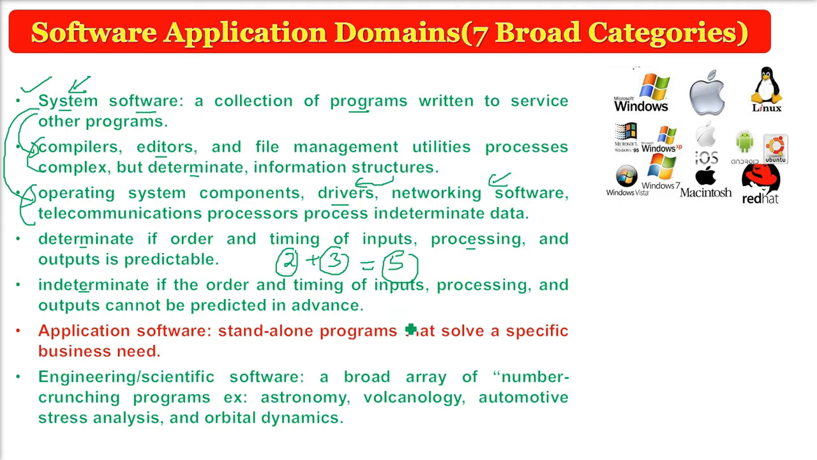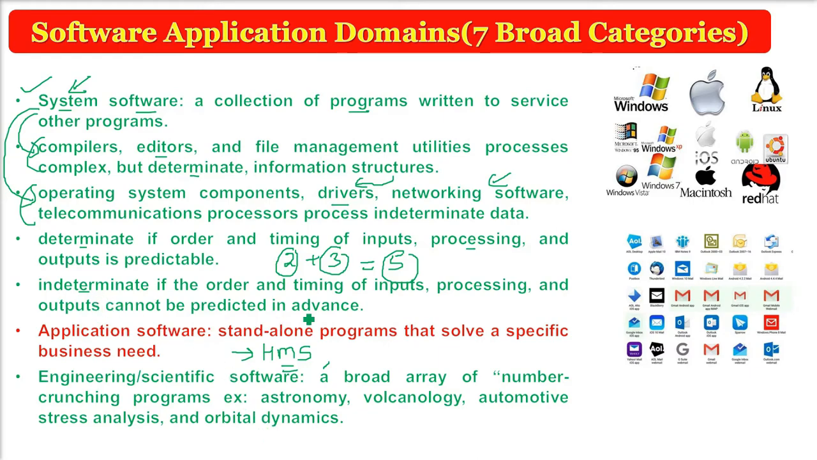The next one is application software. It is made to solve a specific business need, a specific requirement. For example, a hospital management system. We'll talk about the inventory management system in a bit, but these are application software solving a specific business need. And since we are talking about engineering, we have engineering and scientific software. This figure is actually showing application software. You have mail systems, and different specific needs.